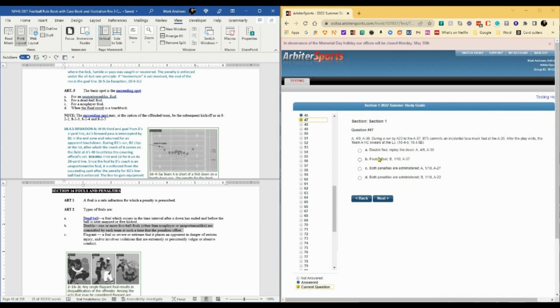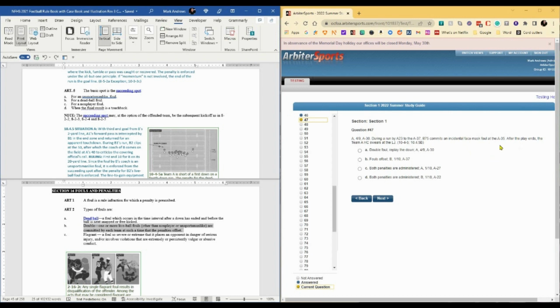Fouls offset. B, 1st and 10 at the A37. So in other words, he's inferring that you lose the down, and that's not correct. Both penalties are administered. A, 1st and 10 from the A27, A's ball, or both penalties are administered, B, 1st and 10 from the A22. So the result of the play was a 7-yard gain, which doesn't give A a first down. However, we have a foul during the play, right? So we're going to add 5 yards on for the incidental face mask.